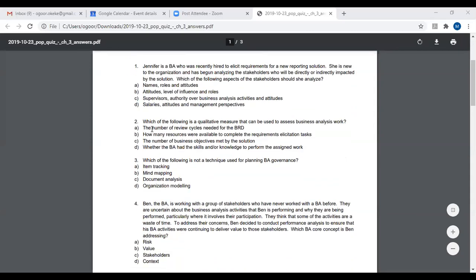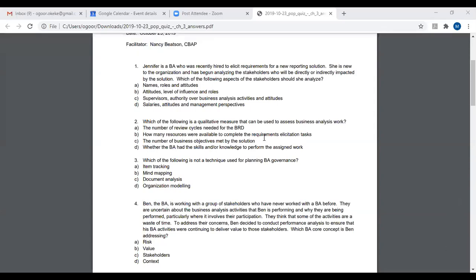Okay, so let's go to number two. Which of the following is a qualitative measure that can be used to assess business analysis work? A, the number of review cycles needed for the BRD. B, how many resources were available to complete the requirements elicitation task? C, the number of business objectives met by the solution. D, whether the BA has the skills or knowledge to perform the assigned work. So which do we think? It is D. Is everybody agreeing with D? And why D? Qualitative is the word there. All others are quantitative. How many? How many? Number. Okay. I agree with you. I don't know if others agree, but I think it's also D.